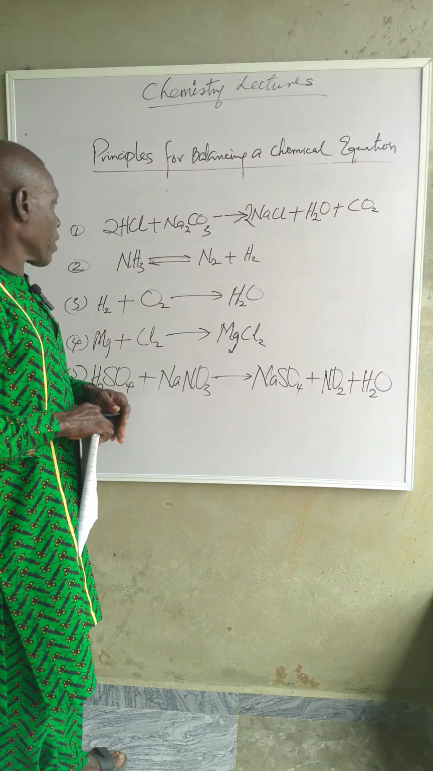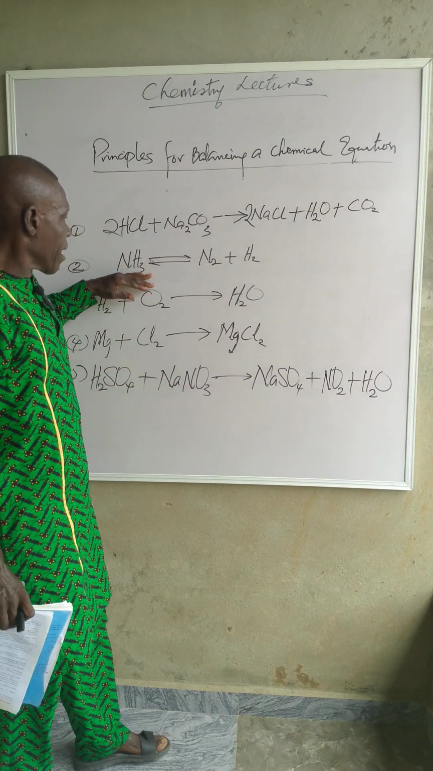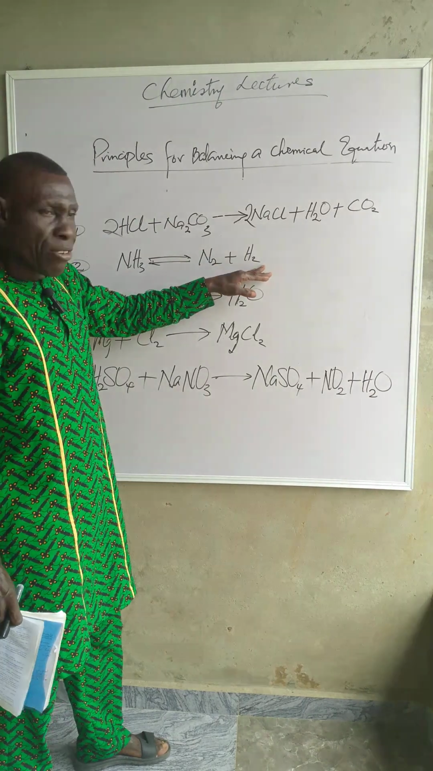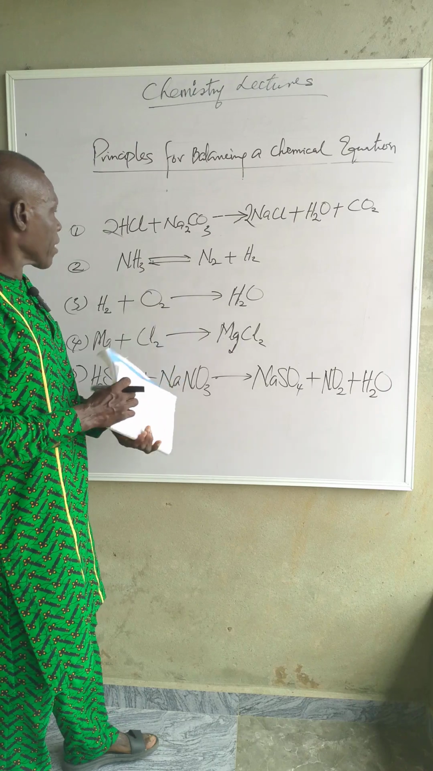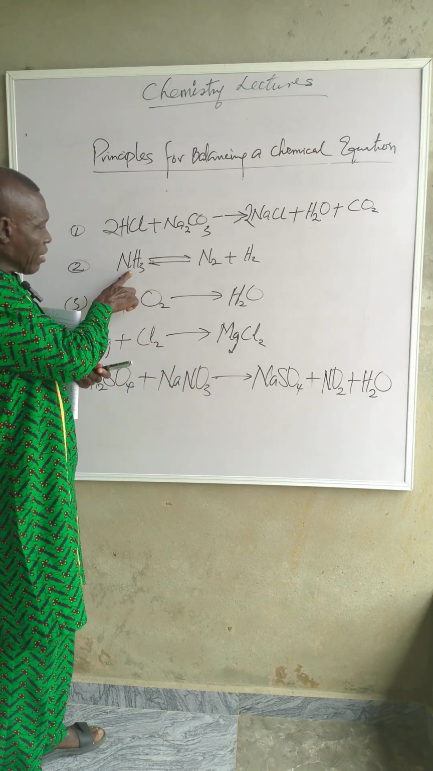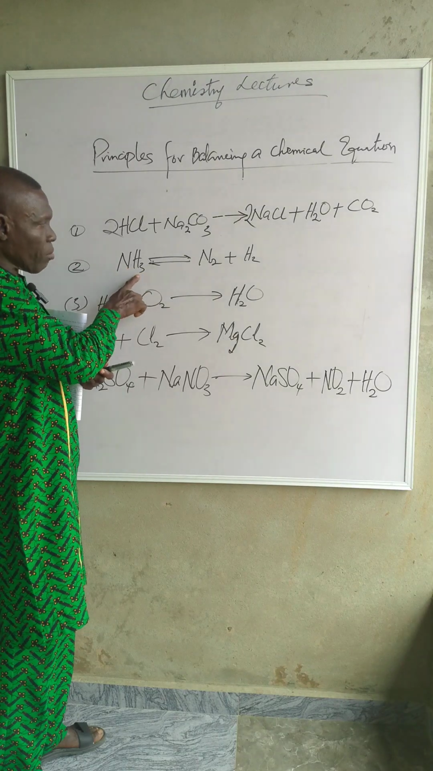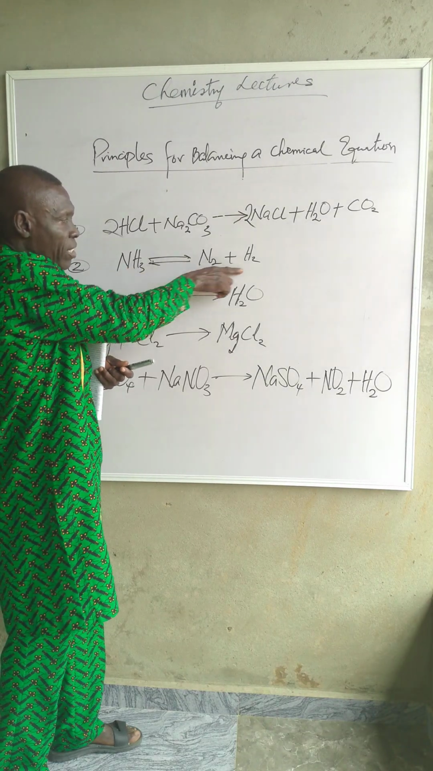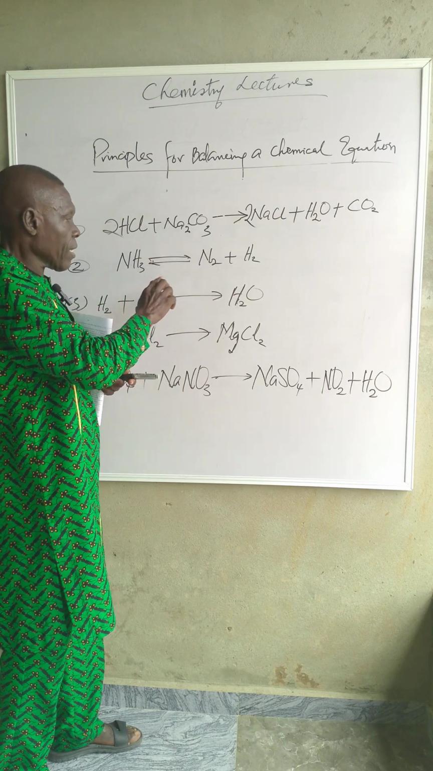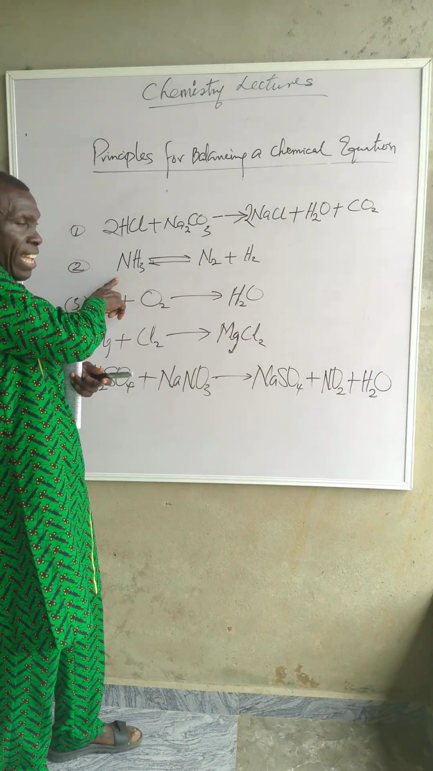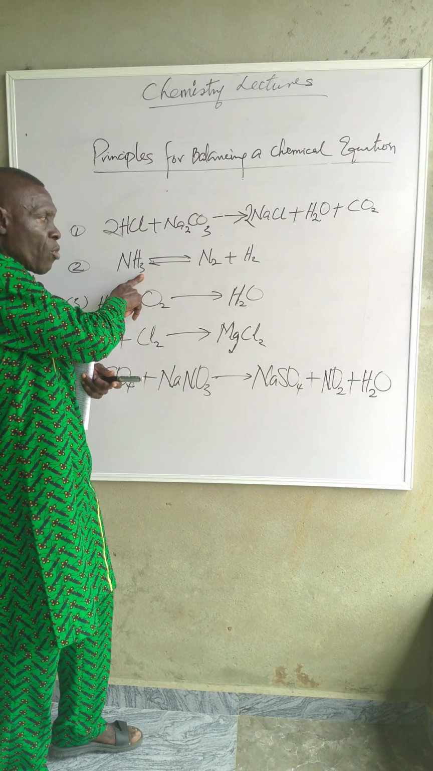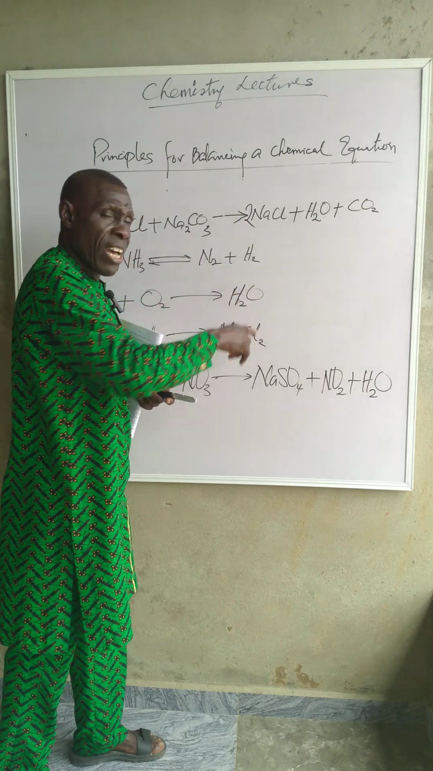Now let's look at the second one here. This is ammonia gas breaking down to form nitrogen gas and hydrogen gas. Now, if you look at it here, at this side of the reaction, nitrogen has only 1 atom, but on the product side, there are 2 nitrogen atoms. So it's not balanced. Now, here at this side of the reaction, which is the reactant, we have 3 hydrogen atoms, while at the product side, we have 2 hydrogen atoms.